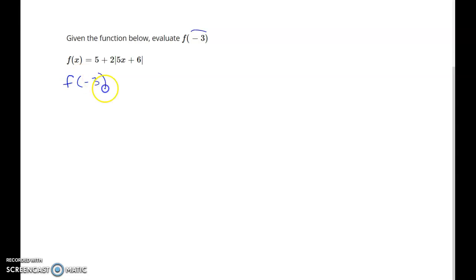F of -3 equals 5 plus 2 absolute value of 5 times (-3) plus 6. So I'm going to double check, make sure I wrote down everything right. I would recommend you do that too. So 5 plus 2 times the absolute value of 5 times (-3) plus 6.